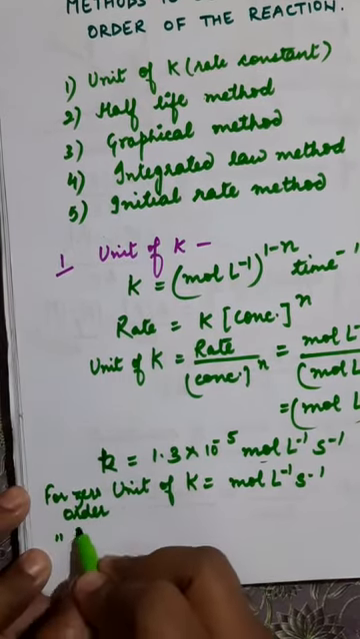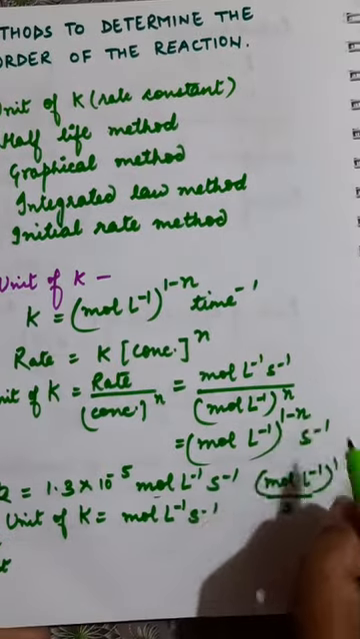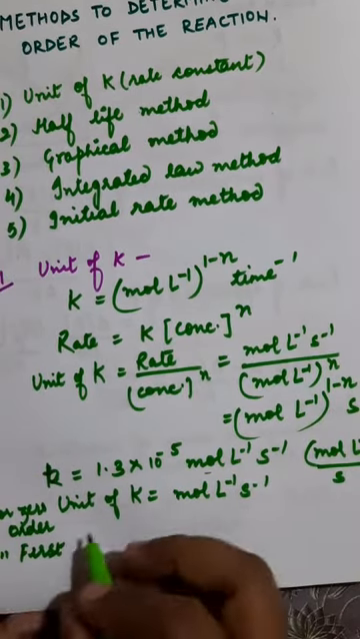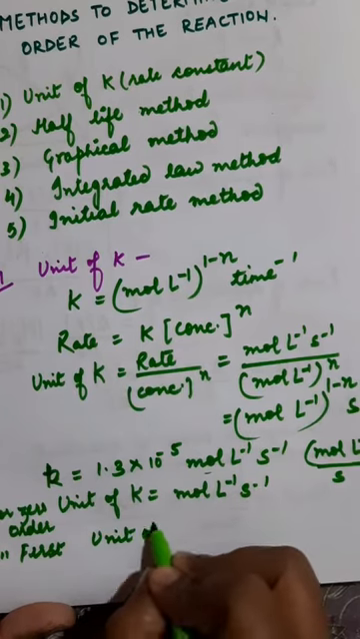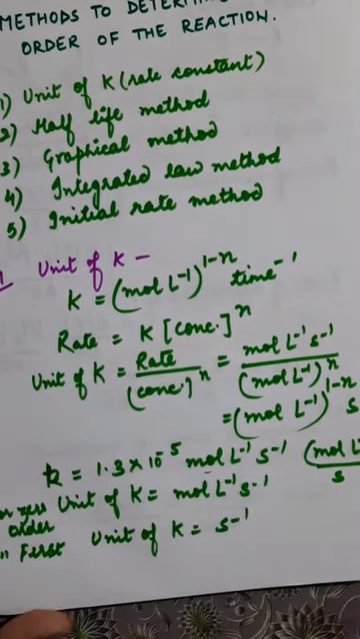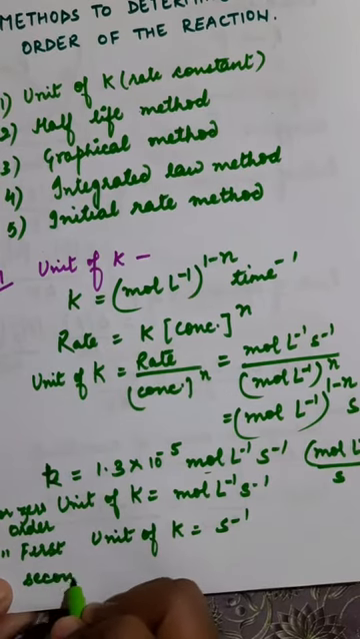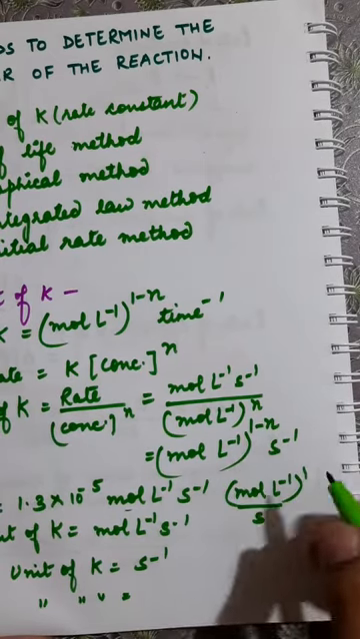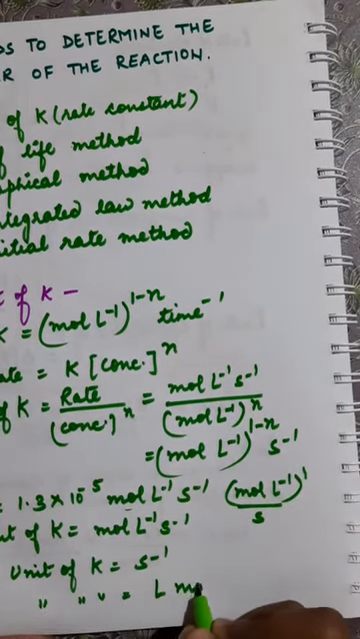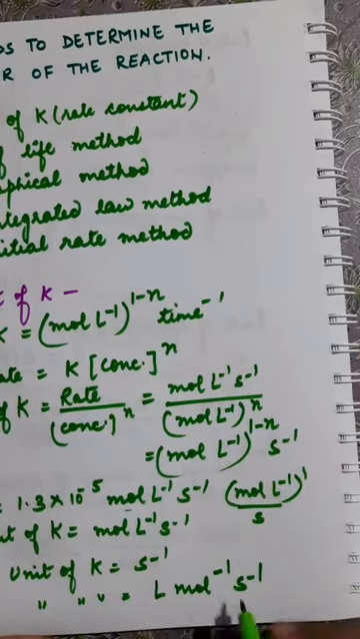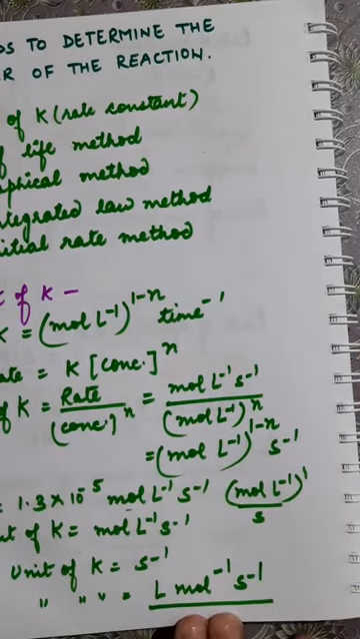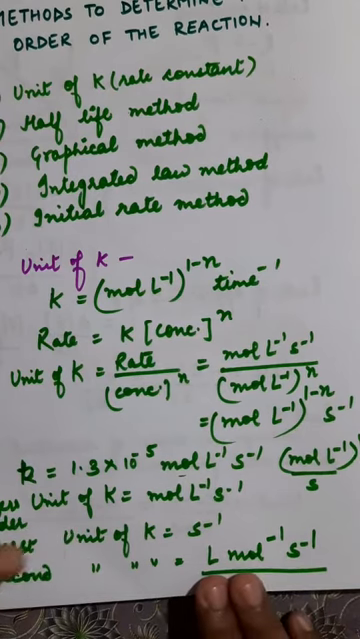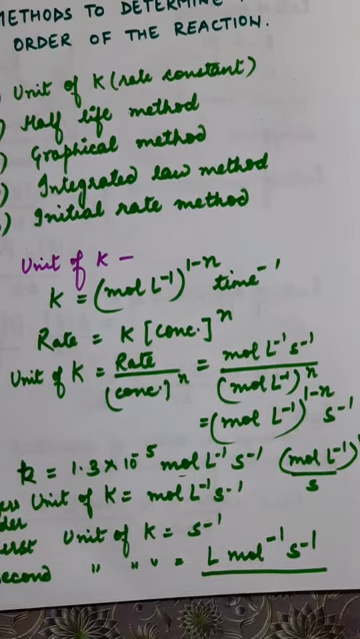Clear? For 0 order. If you are asked for first order, what is the unit of K? We will put the value n is equal to 1 here. 1 minus 1 is equal to 0. So it becomes, for first order reaction, unit of K is per second. Clear? Similarly, for second order we can find out unit of K is equal to, we will put here 1 minus 2. 1 minus 2 means minus 1. So it will become liter per mole per second. So if the units are given in the question, from the unit of K you can find out the order of the reaction. So this is first method. From the unit of K we can find out the order of any reaction.